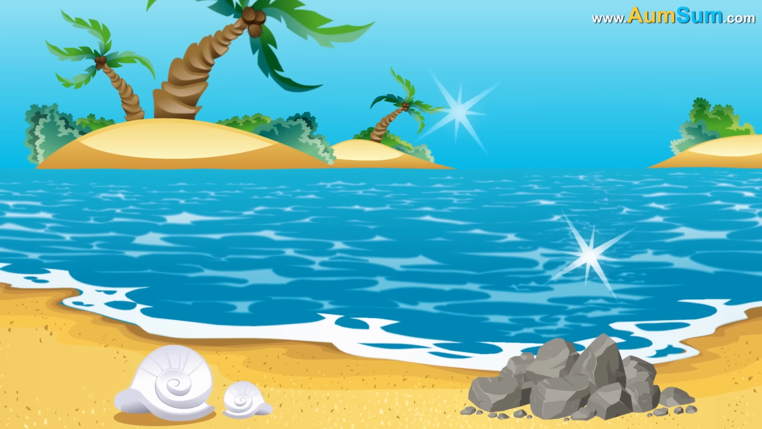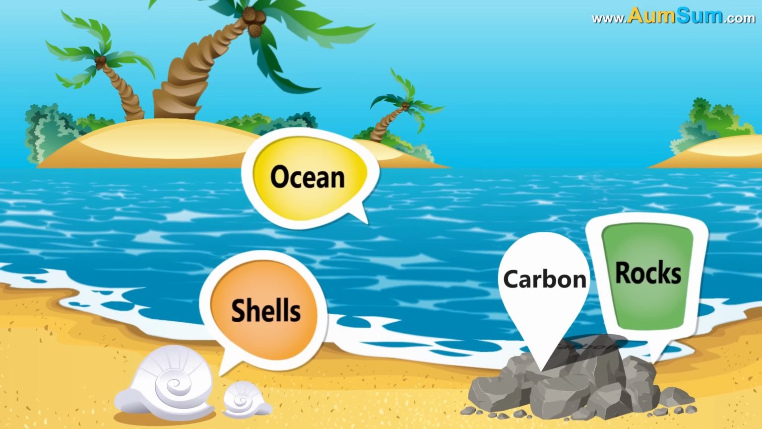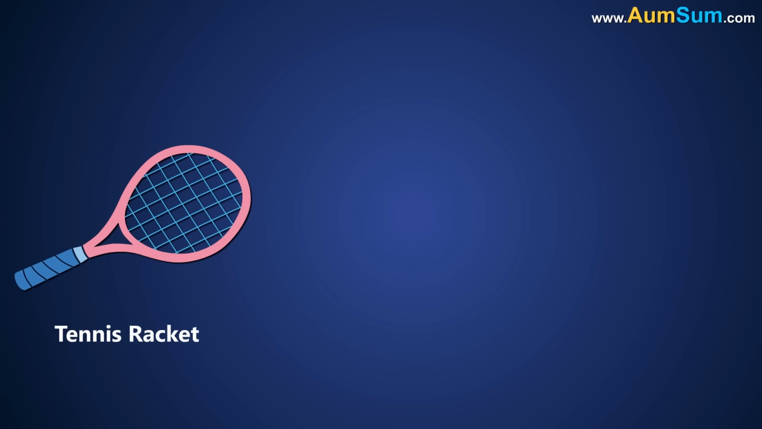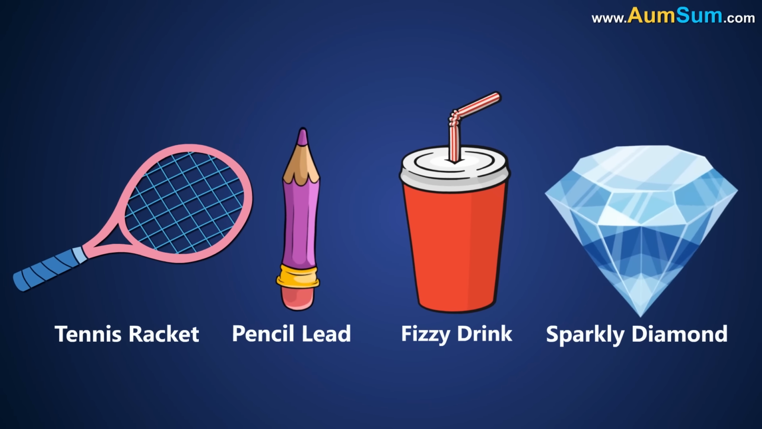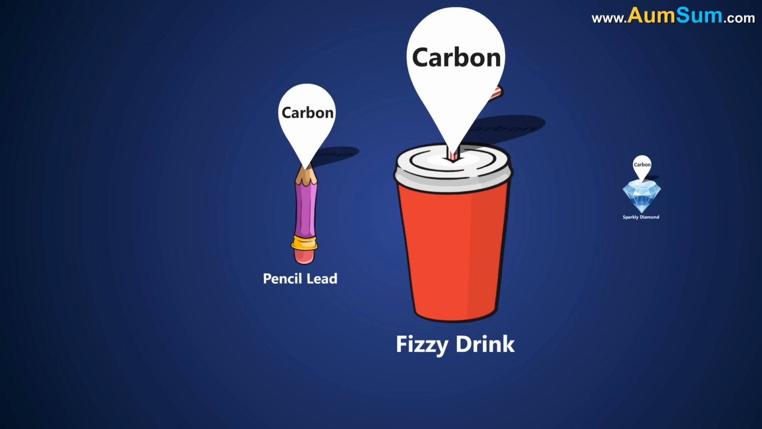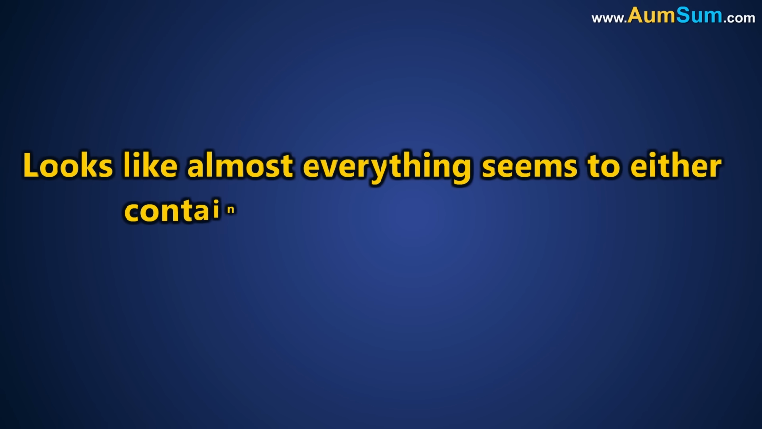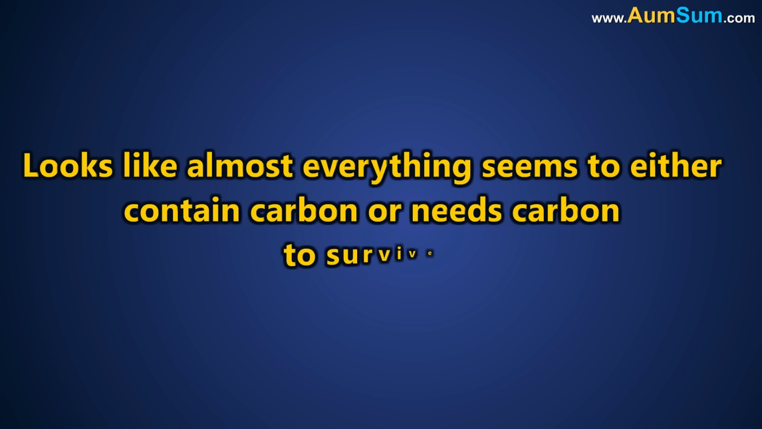Almost everything that you see there, the rocks, the shells, even the ocean, contains carbon. Even a tennis racket, the lead of your pencil, your favorite fizzy drink, or even a sparkly diamond, they all have carbon. Looks like almost everything seems to either contain carbon or needs carbon to survive.